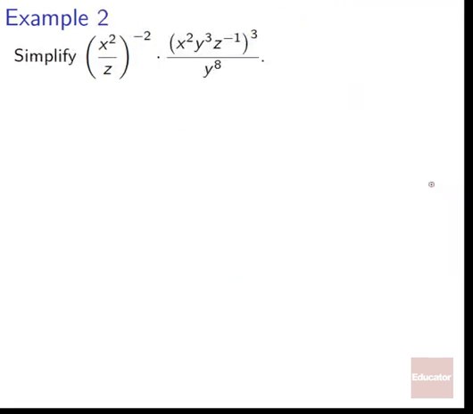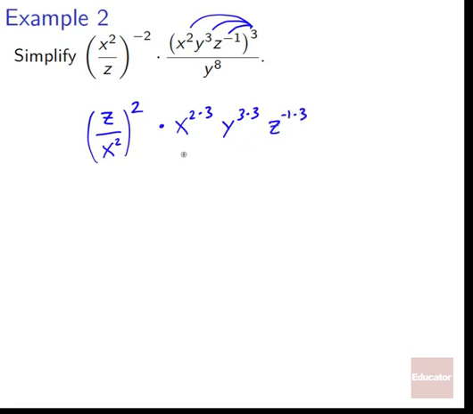All right, next one. Simplify x squared over z to the negative 2 times x squared y cubed z to the negative 1, all cubed, divided by y to the 8th. All right, so first thing I'd do is I would deal with the negatives once again. Usually that's easiest, so this will become z over x squared, all raised to the now positive 2, times, and let's distribute this 3, so the 3 will go onto the x squared, onto the y cubed, onto the z to the negative 1, so x to the 2 times 3, because we had exponentiation on exponentiation, y to the 3 times 3, z to the negative 1 times 3, all divided by y to the 8th.